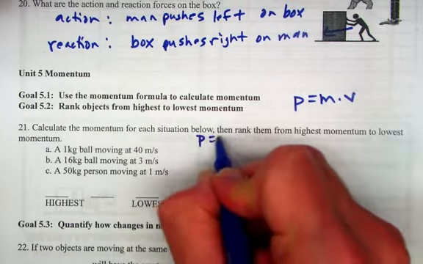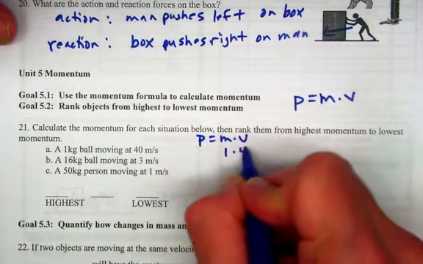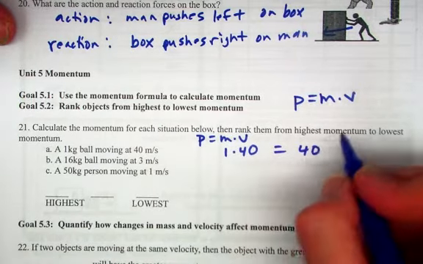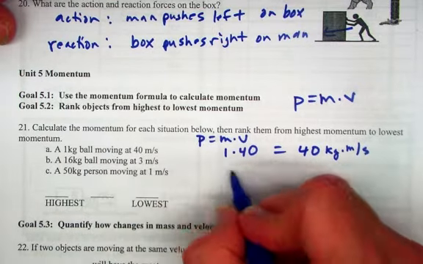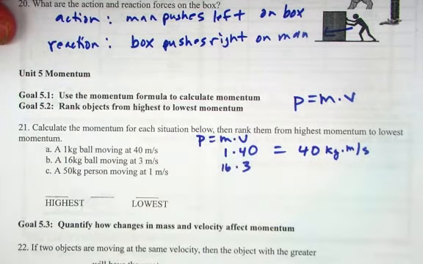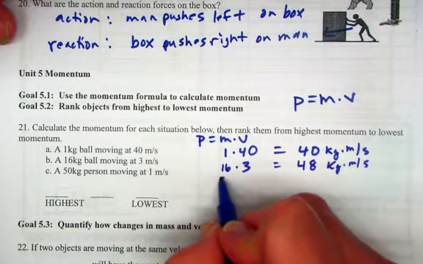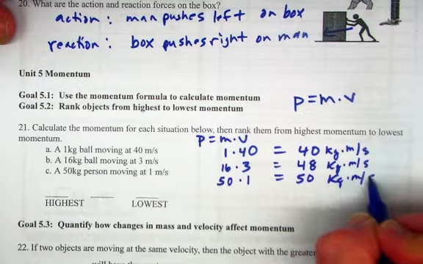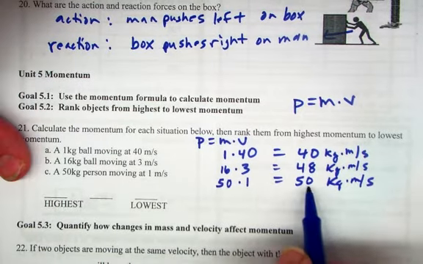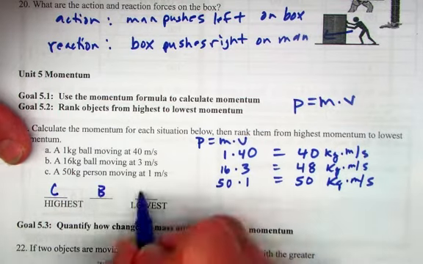So if we use that equation, m times v, the mass for the first one would be 1 kilogram, moving at a speed of 40, which gives us 40, and the units would be kilograms times meters per second. The second one, the mass is 16 times 3, so 16 times 3 is 48, same units. And the third one is 50 is his mass times 1, so that would be 50 kilograms. So you would rank them. The biggest one would be 50, so highest. The next one would be B, and the lowest would be C.